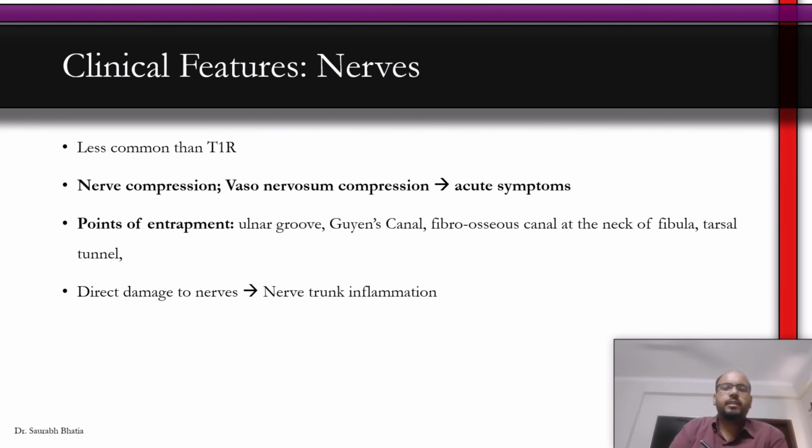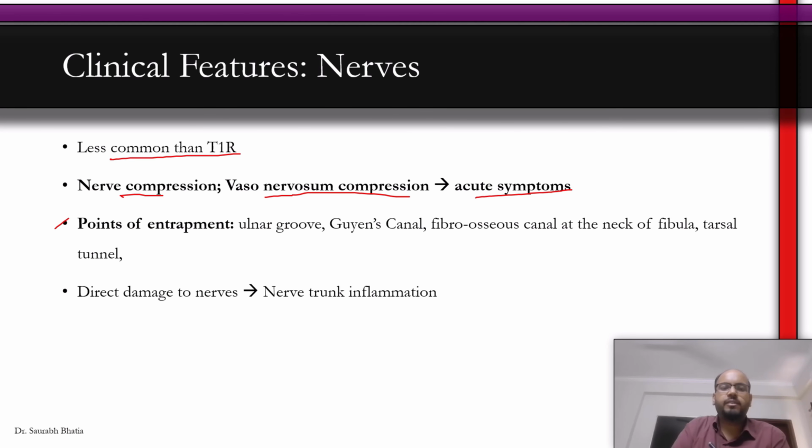Coming to nerves, the nerve involvement is less common as compared to type 1 reaction. Neuritis and nerve involvement is more common in type 1 reaction. Many features like nerve compression, vasa nervorum compression. Vasa nervorum are blood vessels that supply nerves. Okay, so vasa nervorum compression can lead to acute symptoms because infarction of the nerve happens, or interruption in blood supply to nerves happens, and because of that it leads to acute symptoms.